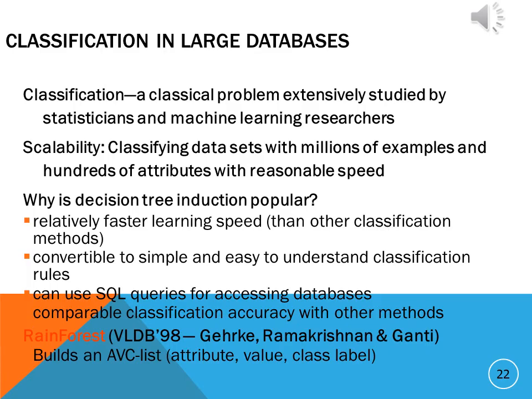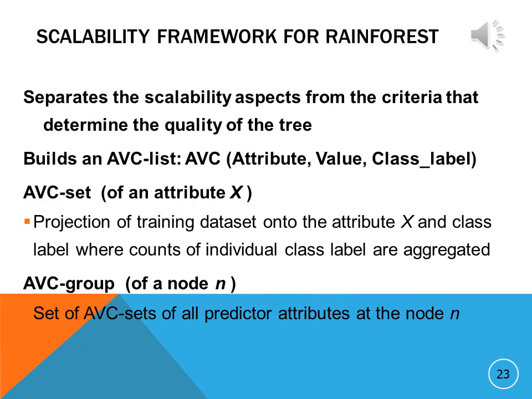Scalability is a major concern in data mining. Modern classification algorithms must handle millions of records with many attributes efficiently. Decision trees are widely used because of their fast training speed, interpretability, and ability to translate easily into rules or SQL queries. One scalable algorithm is Rainforest, which builds AVC lists, attribute, value, class label mappings, to separate tree quality from scalability concerns. The Rainforest framework introduces the idea of AVC lists.